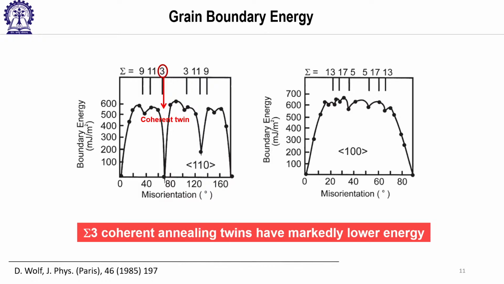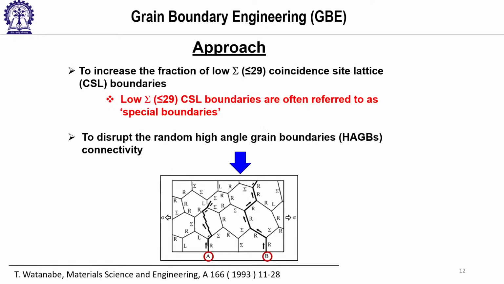Okay. Typically the sigma 3 boundary, as I proceed, I will introduce the concept of what sigma 3 basically is, so I will come to that. Now let us come to the approach of grain boundary engineering. This is a classic paper by Watanabe from way back, 1983, or 1993, I guess. So the concept was introduced long back, and the work is going on.